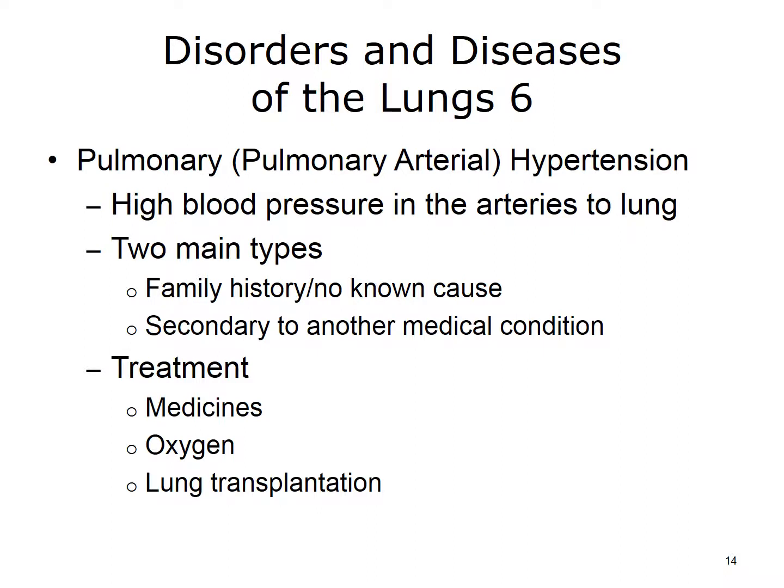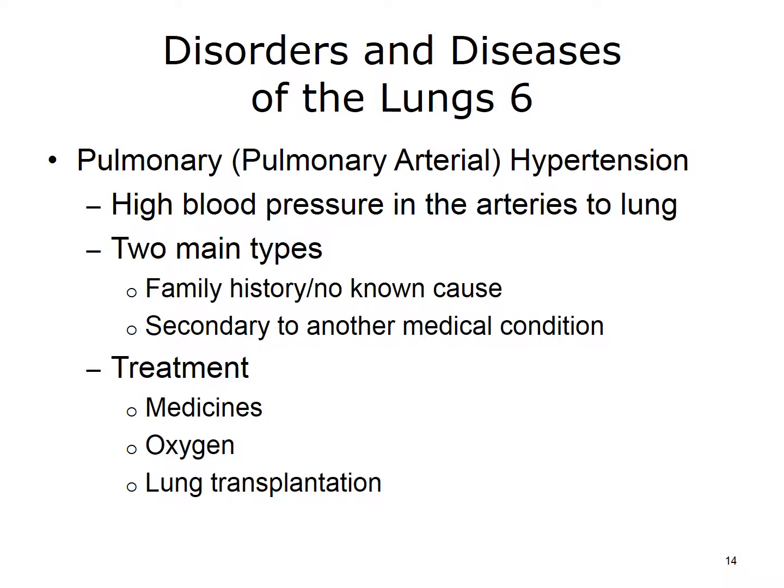The final lung disorder that we will discuss in this lecture is pulmonary hypertension. Pulmonary hypertension is high blood pressure in the arteries to the lungs. It is a serious condition for which there are treatments but no cure. With pulmonary hypertension, blood vessels that carry oxygen-poor blood from the heart to the lungs become hard and narrow. The heart has to work harder to pump the blood through. Over time, the heart weakens and patients can develop heart failure.